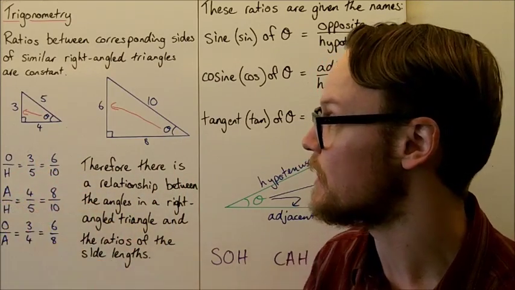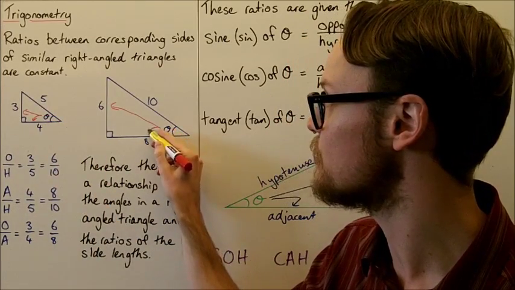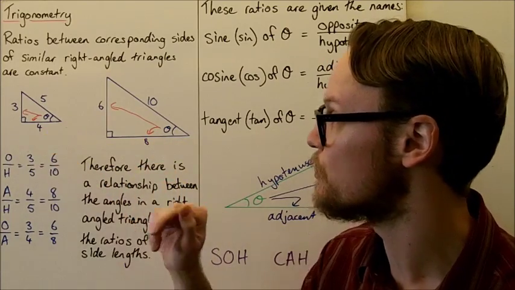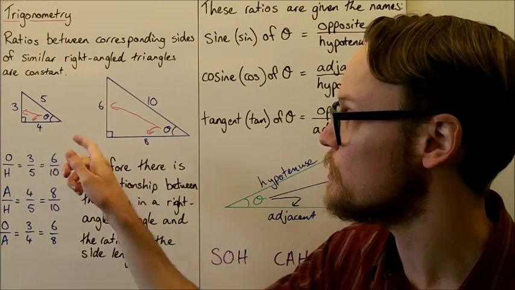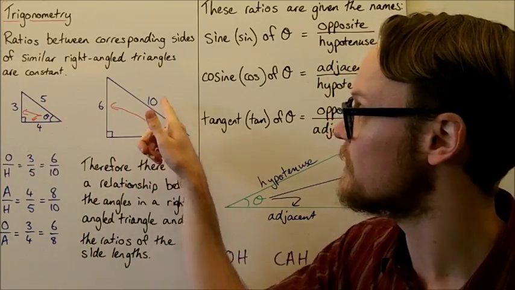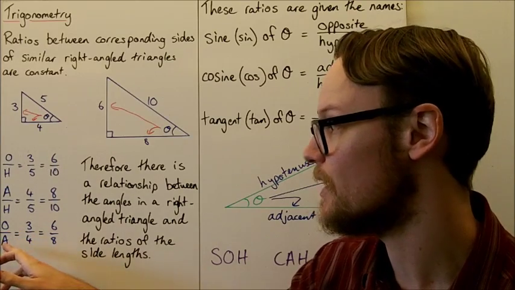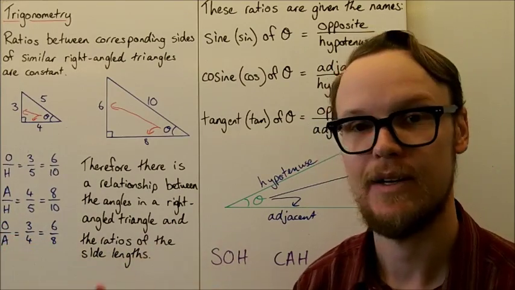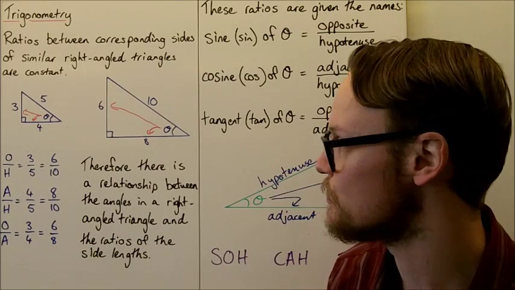So it's the same with the adjacent side. Adjacent means the side that's next to the angle. It's the same with those ratios as well. So the ratio of the adjacent side to the hypotenuse, 4 to 5 and 8 to 10. They are exactly the same, and it's the same with the opposite side divided by the adjacent side. So this is a ratio. It's a fraction, but it's expressed as a ratio between those two sides.